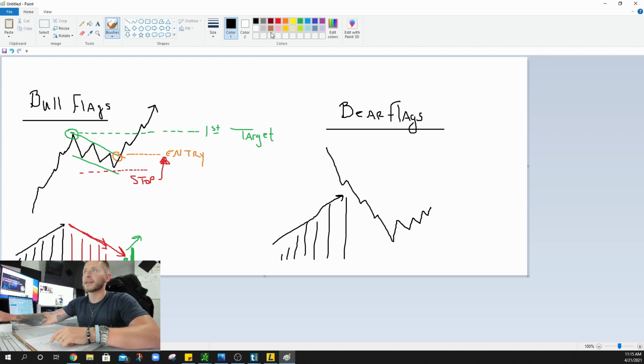What do we want to see when that is consolidating? We want to see it occur on less volume. So let me go ahead and remove that. In this case, it would mainly be green, right? Because this is all red volume. This is all selling volume.